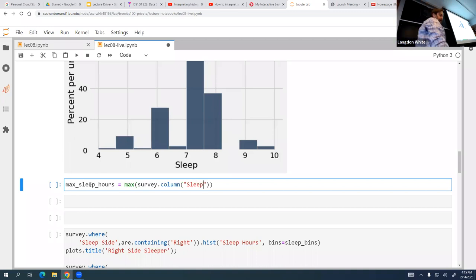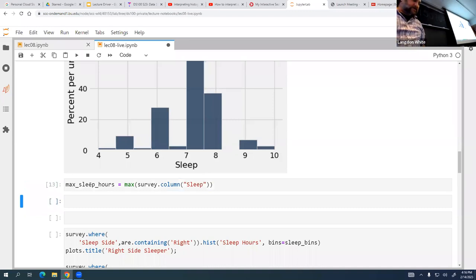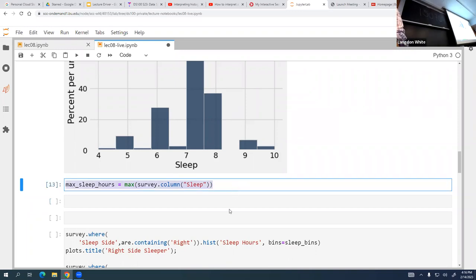One of the things I want to point out here is that I can use max here with the column method, okay? But what's the other way I can get just that single column back? What's the other method I can use? Select. And would this work? Probably not, right? Because select returns a table of one column, whereas column returns an array with just that data. So just keep that in mind. They do have different uses, even though they seem like they're interchangeable. All right, so now we have the maximum sleep hours, and then we're just going to do the obvious and go after the min sleep hours.